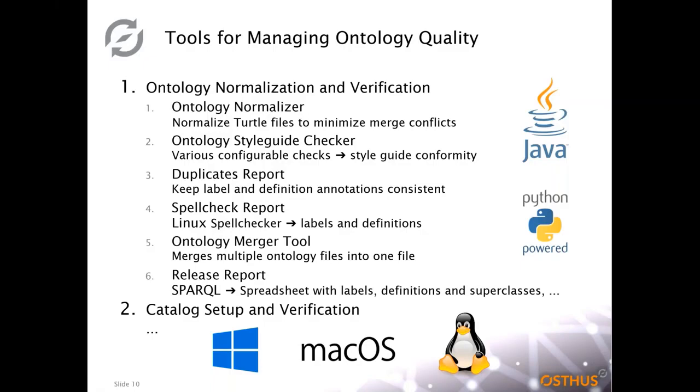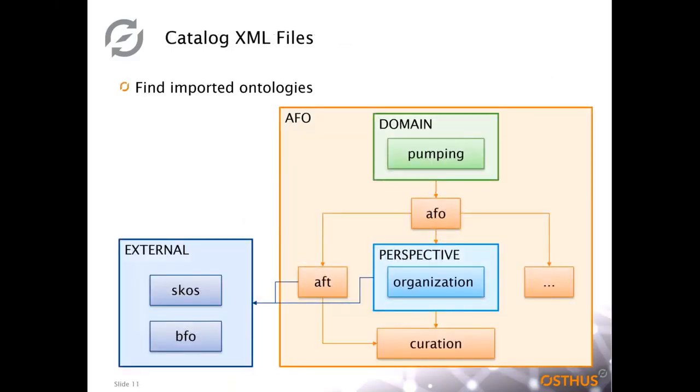Okay, let's move on to the next section, which is catalog setup and verification. Now, as I said before, we have a lot of files. So we have our pumping TTL file, which we looked at. It sits in our domain folder. And this file imports AFO. Everything in orange here is part of the core AFO. So we have a taxonomy here, or AFO. We have a bunch of other stuff.